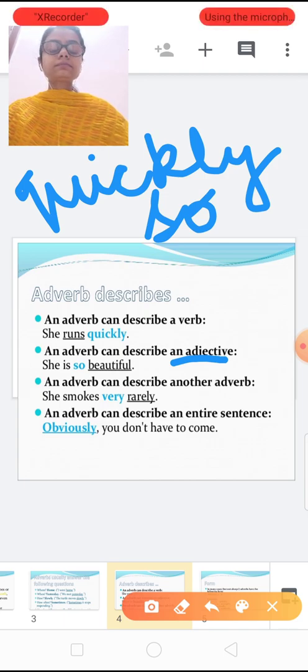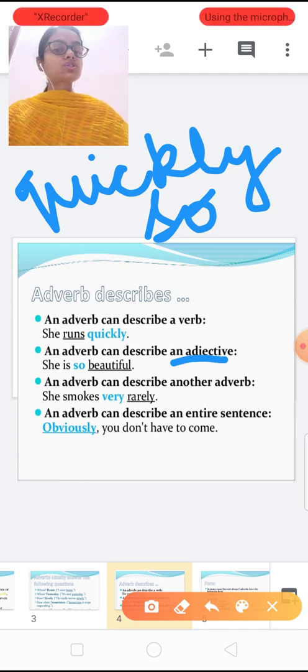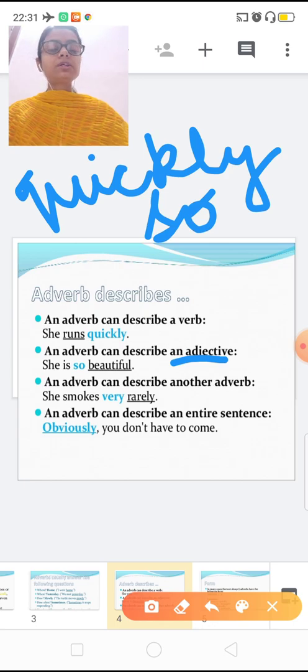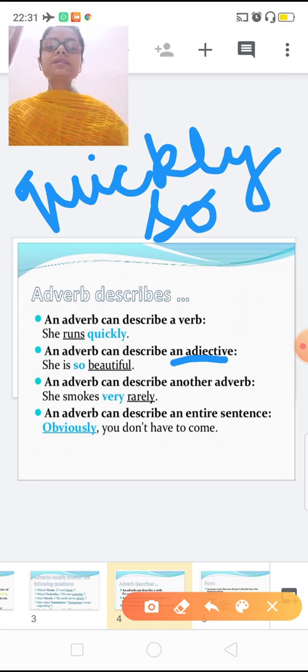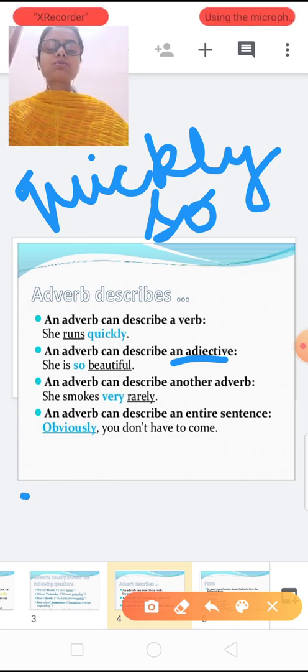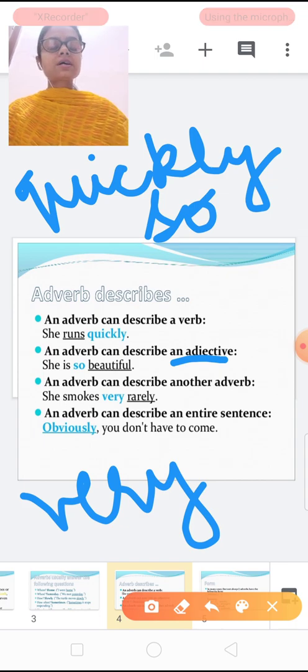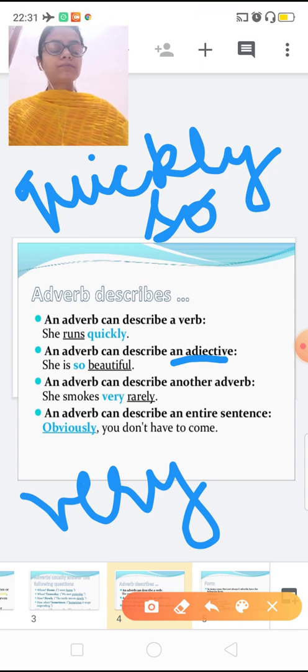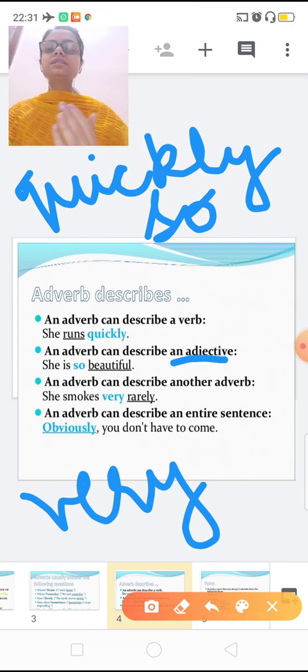The next is an adverb can describe another adverb. Now, she smokes very rarely. Everybody knows that rarely is an adverb, but here adverb is describing adverb. Very is also adverb. The third point is also clear that adverb also describes adverb. And last, entire sentence, yes, an adverb can describe an entire sentence. Obviously, you don't have to come. Here there is no verb or adjective, the entire sentence is what the adverb is describing.